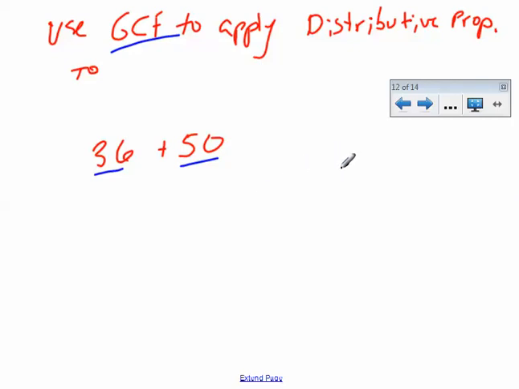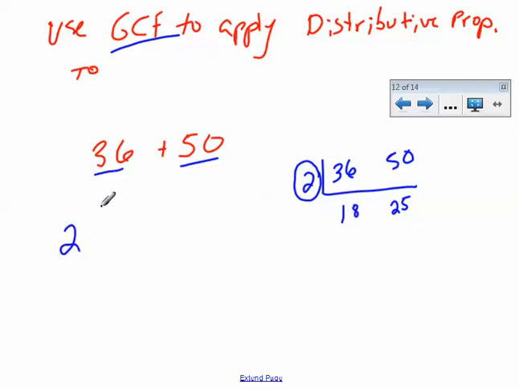So I'm going to use birthday cake or ladder. I'm going to divide by 2. This becomes 18, and this becomes 25. And you know what? There's nothing other than 1 that will divide 18 and 25. So my GCF is just 2. So here's how I'm going to do that. The 2 is what's going to be out here. What's in parentheses is going to be 36 divided by 2, which is 18, plus 50 divided by 2, which is 25. And there it is.